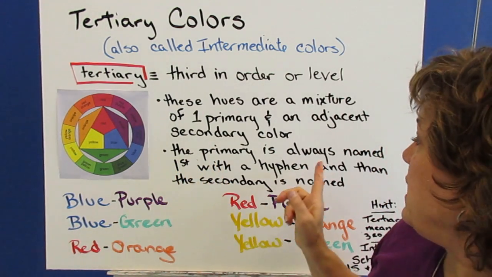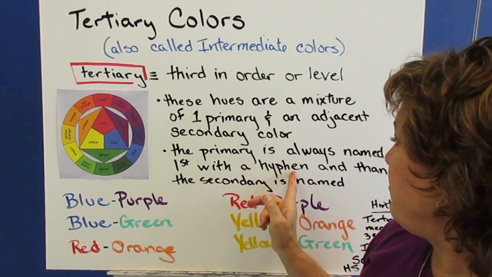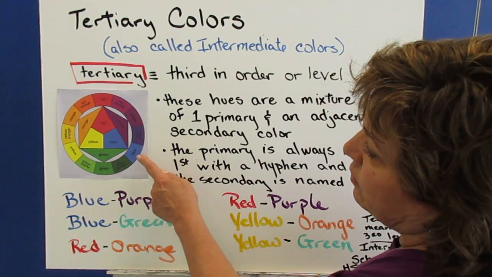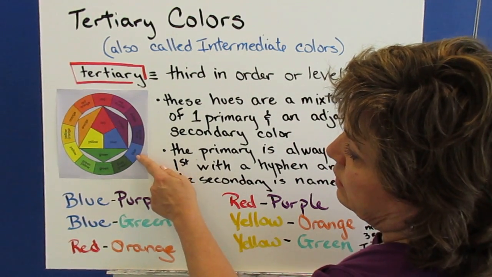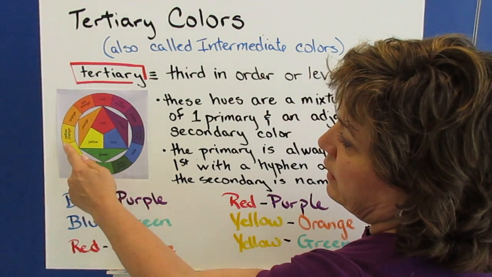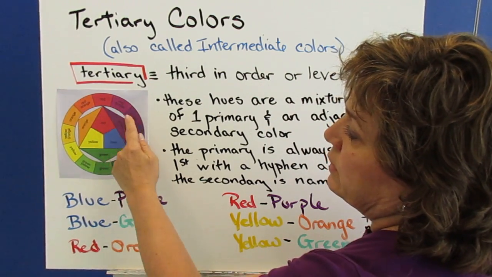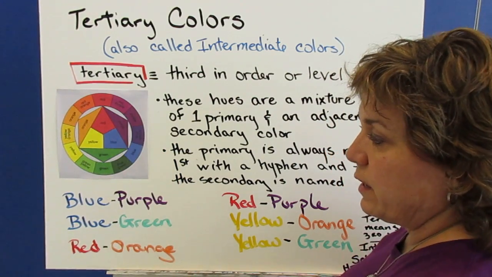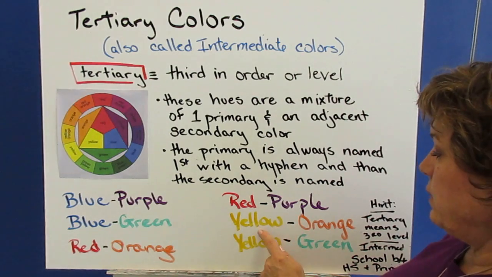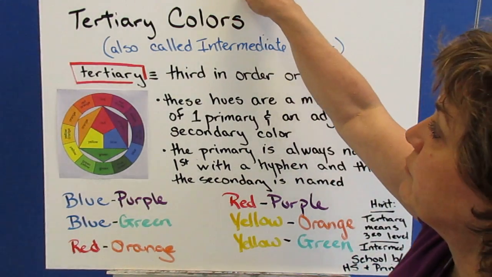It is always named by using the primary color first, a hyphen, and then the secondary color is named. So we have on our color wheel a blue-green, and a yellow-green, and a yellow-orange, and a red-orange, and a red-purple, and a blue-purple. Okay? Blue-purple, blue-green, red-orange, red-purple, yellow-orange, yellow-green are the 6 tertiary colors.